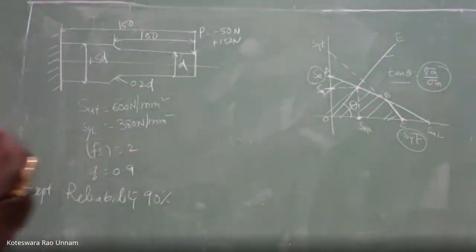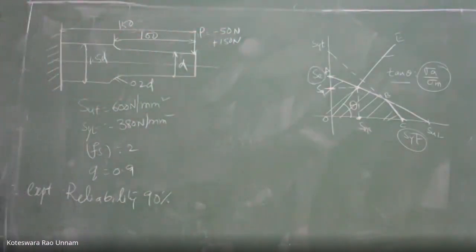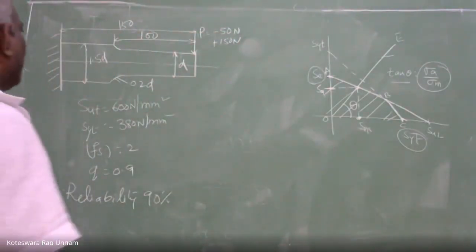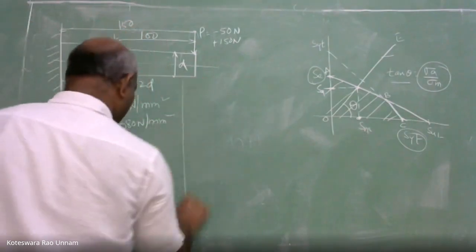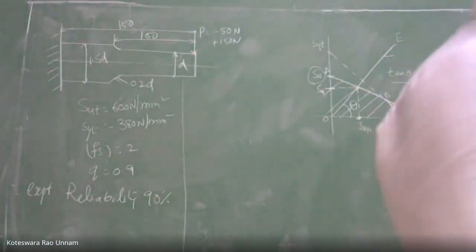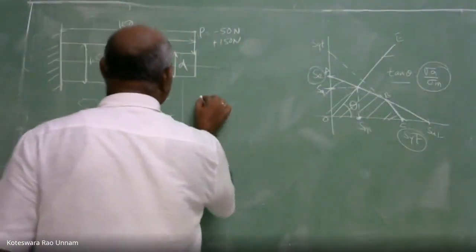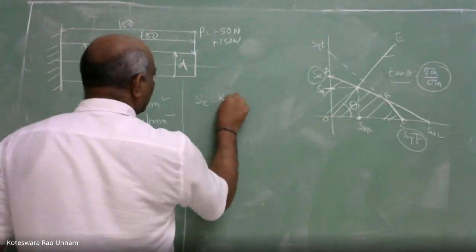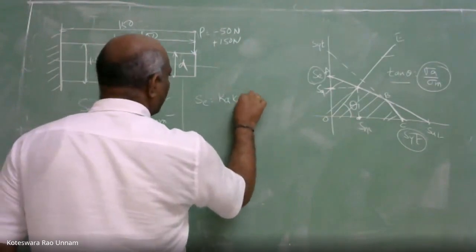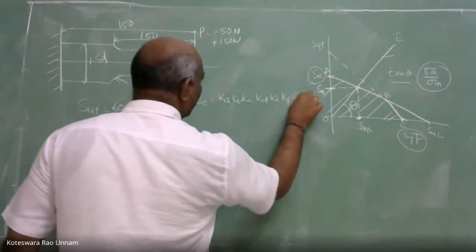So the first point we need to do is calculate what is SE. We need to calculate SE. For the SE, the procedure is the same as what we did in the case of previous problems. Here also we'll follow the same thing. So what is the formula for our SE? SE is equal to KA into KB into KC into KD into KE into KF into SE dash.